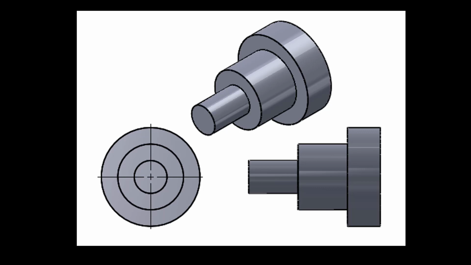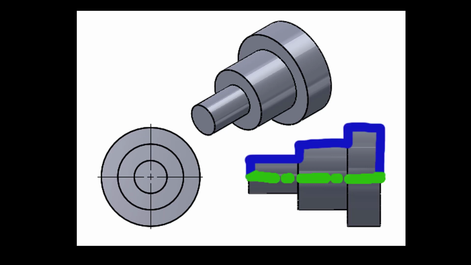Revolve is a special tool used to make parts or features that are symmetrical about an axis. Consider this step shaft. To revolve this, you only need to sketch half the profile. The green line is the axis of revolution and the blue lines are the profile edges.